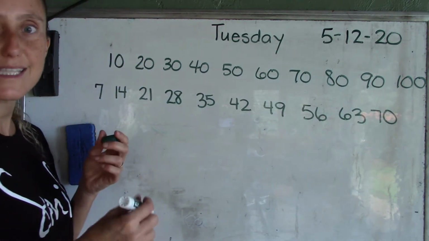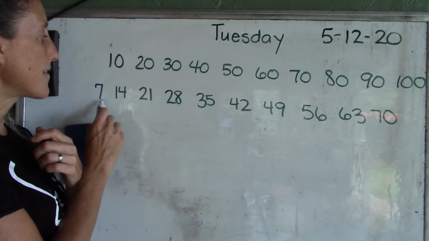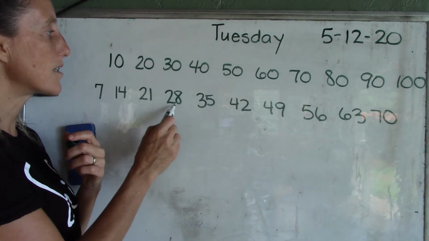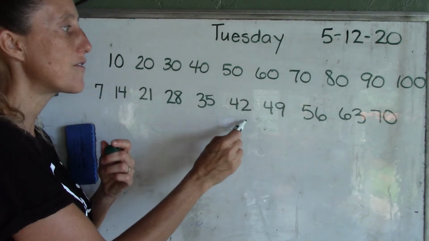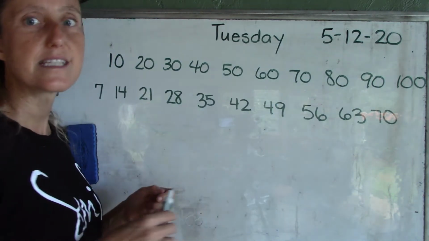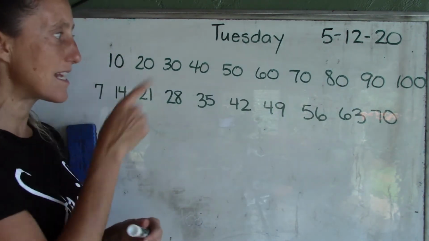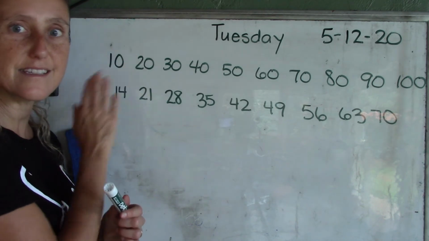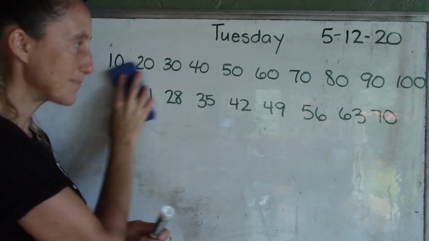Let's count by sevens. Here we go. 7, 14, 21, 28, 35, 42, 49, 56, 63, 70. Hope that's getting easy for you, counting by tens and sevens.